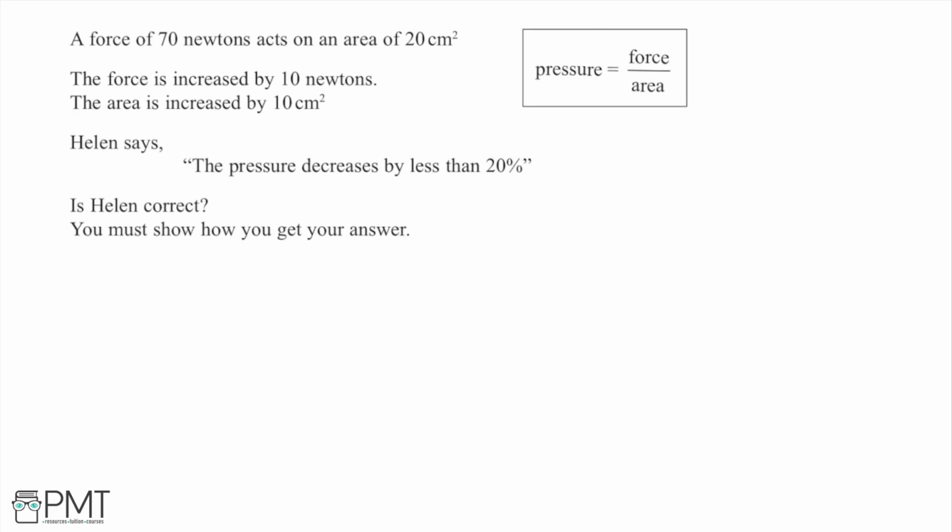So here we're told that a force of 70 newtons acts on an area of 20 centimetres squared. We're told that the force is increased by 10 newtons, and then the area is also increased, by 10 centimetres squared. Helen says that the pressure decreases by less than 20%, and we're asked whether Helen is correct, and told that we must show how we get to our answer.